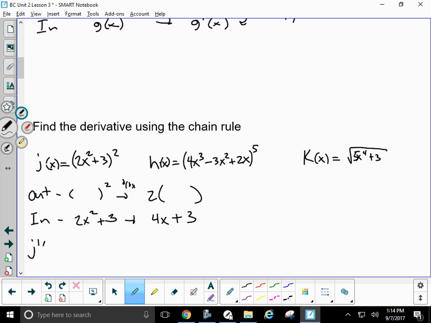So j prime is equal to, whoa, I don't know why I put that, sorry, it's just 4x. So j prime is just the product of the derivative of the outside and the derivative of the inside. So I'll just have it as 2 times some stuff times 4x. However, I'm going to go ahead and say, okay, what started out inside the stuff being squared? It was this 2x squared plus 3. It was this inner stuff. So that's going to go in here.